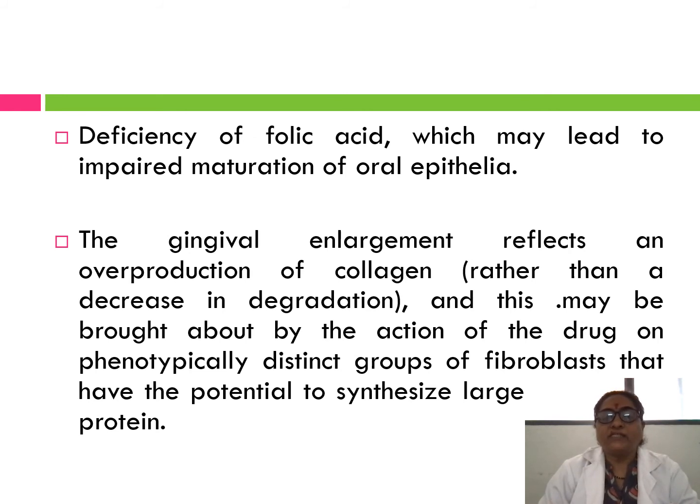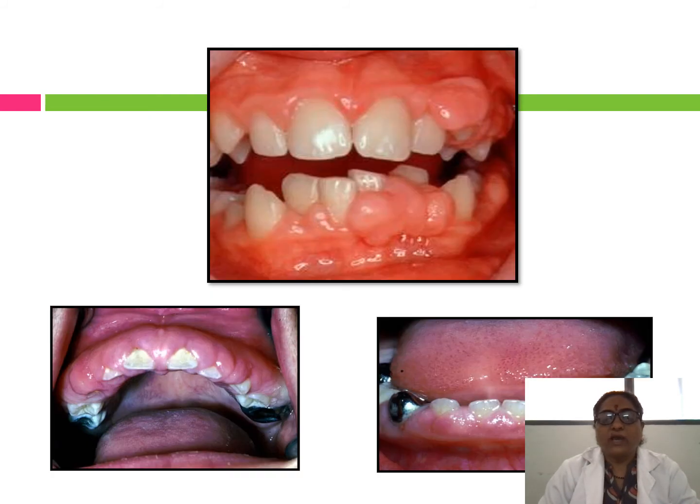The deficiency of folic acid may lead to impaired maturation of the oral epithelium. Gingival enlargement refers to an overproduction of collagen rather than a decrease in its degradation, and this may be brought about by the action of the drug on a phenotypically distinct group of fibroblasts that have the potential to synthesize large proteins. You can see how badly it is embedded into the gingival margin.